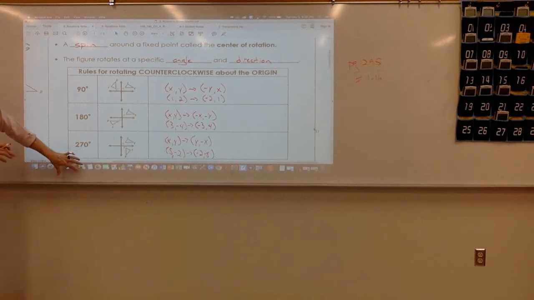Okay, so we're going to jump into a couple of examples and explain how these work in a little bit more detail. Okay. Does everybody have the rules copied down here? No.